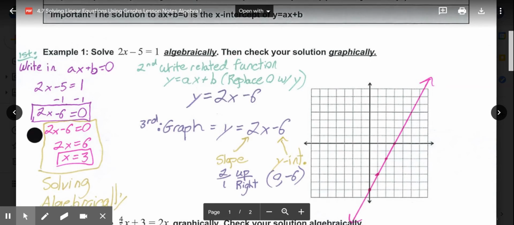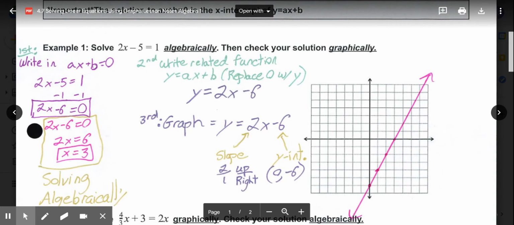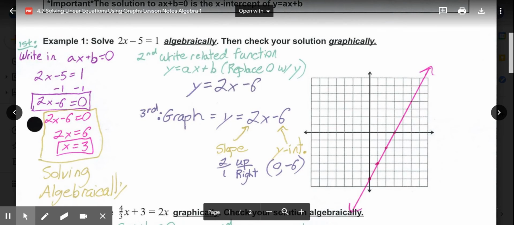Solving it algebraically is as simple as this. 2x minus 5 equals 1. So I could add the 5 to each side, and 2x equals 6, so x equals 3. Or if I took the 2x minus 6 equals 0, add the 6 to each side, 2x equals 6, divide both sides by 2, and x equals 3. So this is how we would solve that algebraically.